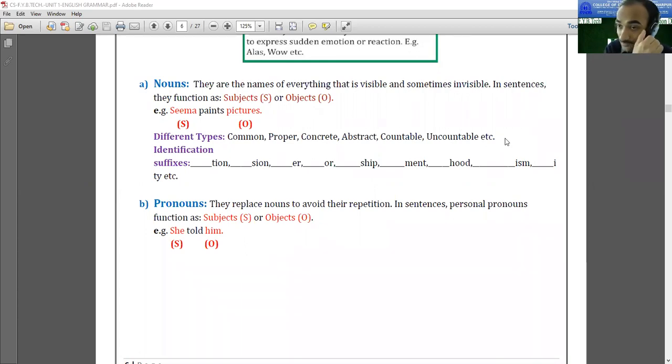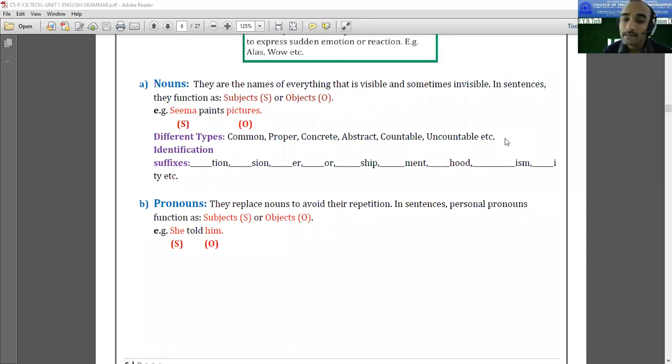Material nouns also come under the uncountable. For example, soil, sugar, water, milk, oil. Also we cannot count our hair. Hair is also an uncountable noun. And we also use hair to mean a single strand, and its plural is also the same, that is hair. So these are the different types of nouns.